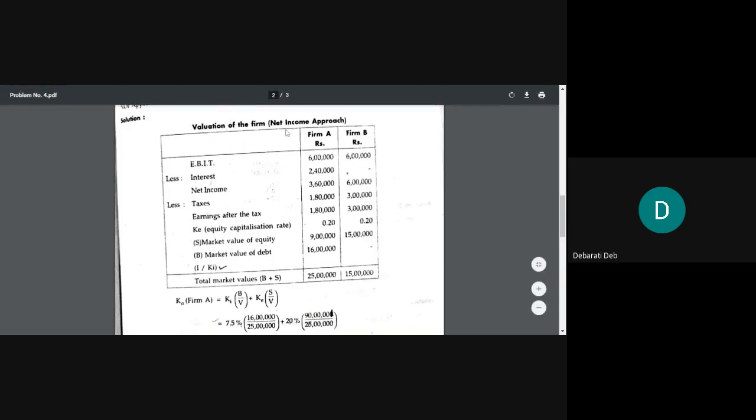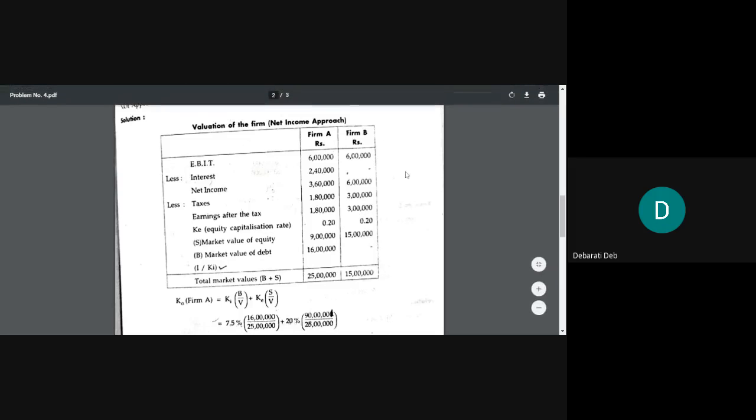The first step is to find out the value of the firm. Do it. You know how to do it. You have done it in problem number 1. Please do it on your own. You can see the solution on your screen. Follow it and do it. Give the heading: valuation of the firm under NI approach, or net income approach. Then you proceed, just like the way you have done in the first problem.